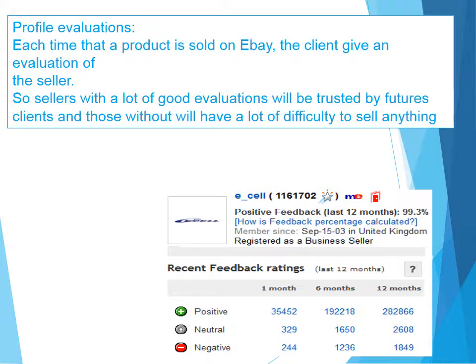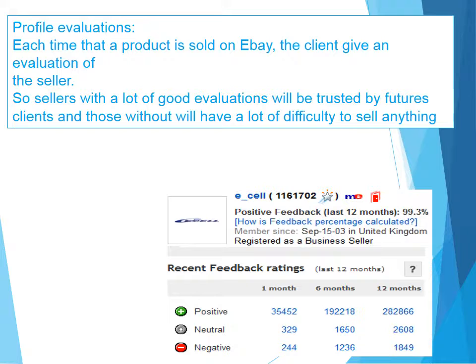And really, the evaluation is extremely important. Here, for example, we have eSell, who has 1 million positive evaluations. 1 million. Boom! It's really big. So with 1 million positive evaluations, everyone trusts him. Everyone. And this guy will never have any problem selling anything. When he's putting up a product, everyone trusts him fully, which is not the case if you don't have a good evaluation, or if you have one or two evaluations. It would be very hard for you to sell.